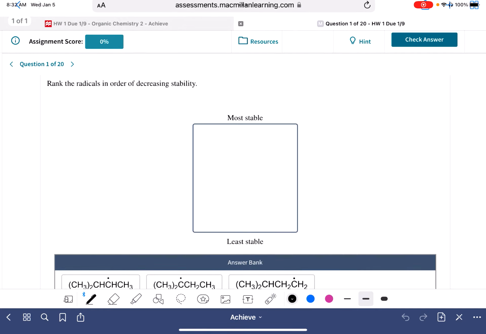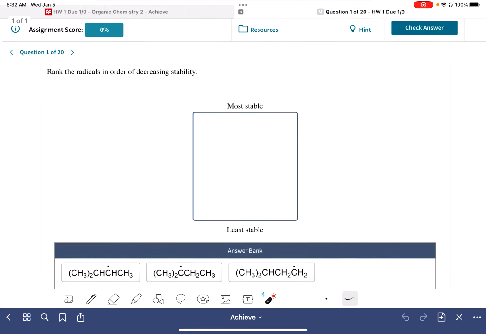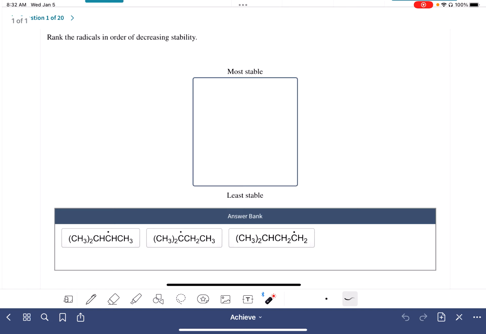In this video, I'm going to be going through the problems in homework 1 for Achieve. Question number 1 is asking you to rank these 3 radicals in order of stability, putting the most stable up at top and the least stable down at the bottom.